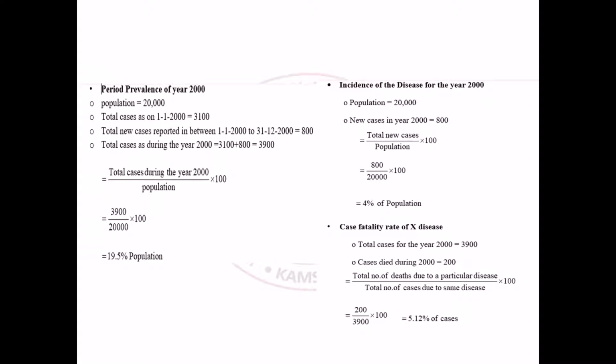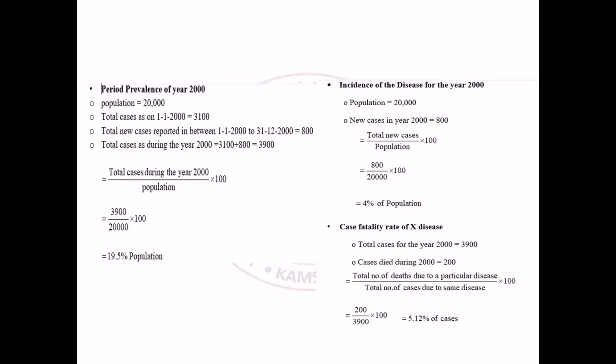And coming to the period prevalence for the year 2000, total population is the same. Total cases as on 1/1 is 3,100. Total new cases reported between 1/1 to 31/12 is 800, and total cases during the year 2000 is 3,100 plus 800, that will come to 3,900. So the calculation will be total cases during the year 2000 by the population into 100. That is 3,900 by 20,000 into 100, which is coming to period prevalence is 19.5% of the population.